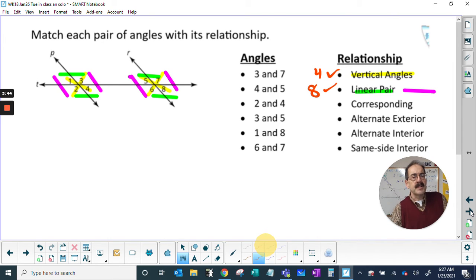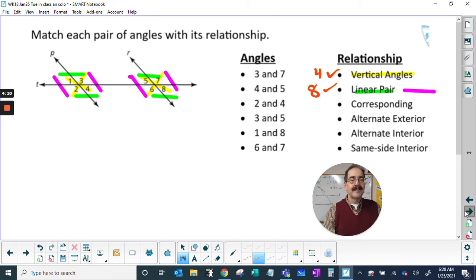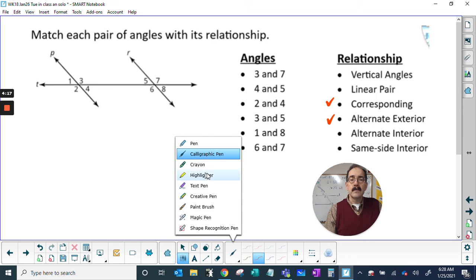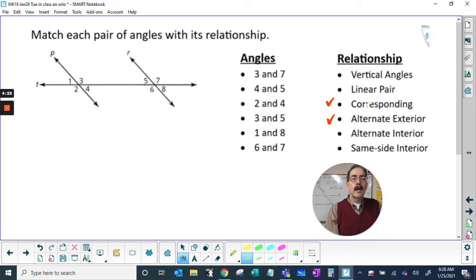Okay, let's go to the next two. Okay, now the next one. I want to focus on corresponding and alternate exterior. Okay, so the first thing we'll do is grab a highlighter and we'll do corresponding.